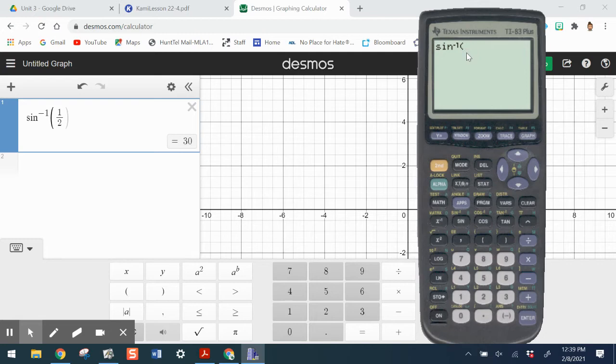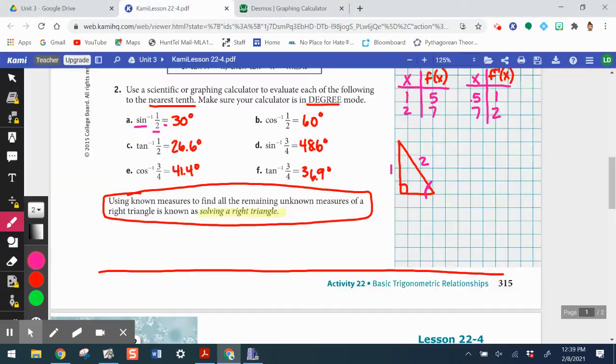And you can either put 1 divided by 2 or convert that to a decimal if you prefer, but I'm just going to put it in as a fraction, 1 divided by 2, close parentheses, and hit enter. And notice it gives us the same thing that Desmos does. So the inverse sine of 1/2 is 30 degrees. And we can repeat that process over and over again. But let's just make sure we understand what's actually happening.